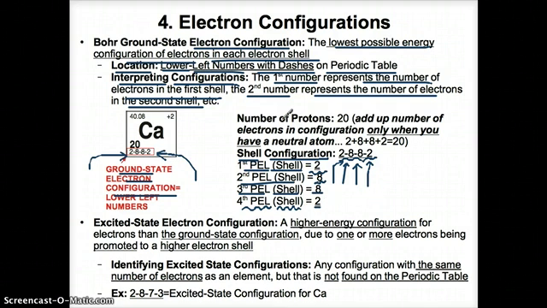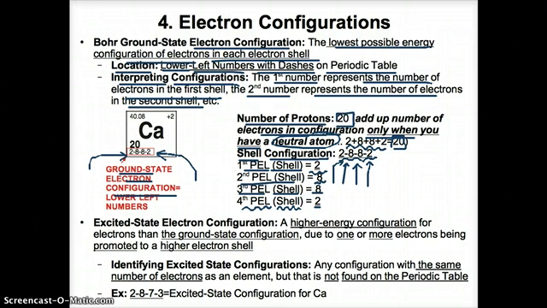In terms of finding the number of protons, only when you have a neutral atom can you add up the number of electrons in the ground state configuration and set that equal to the number of protons, because that's true for electrical neutrality in a neutral atom. If we add up the 2 plus 8 plus 8 plus 2 here, we know that there are 20 electrons as well as 20 protons in this neutral calcium atom.